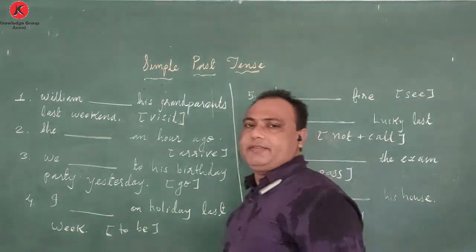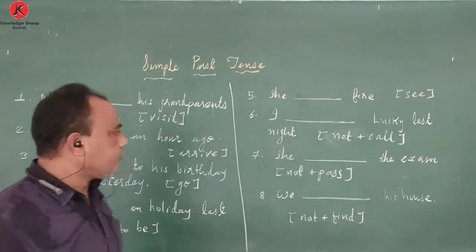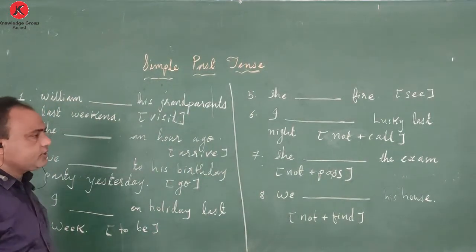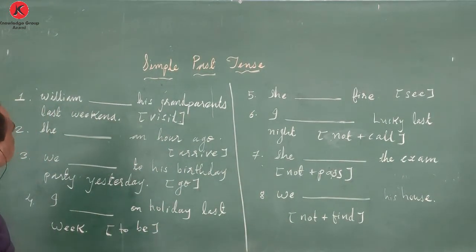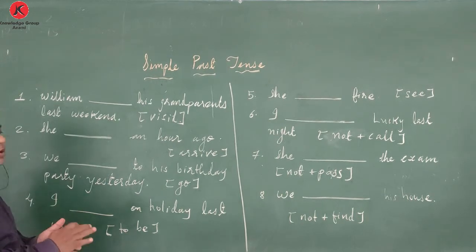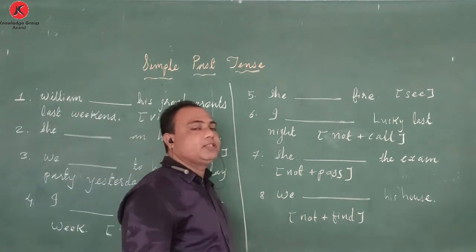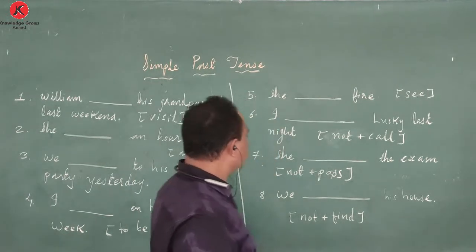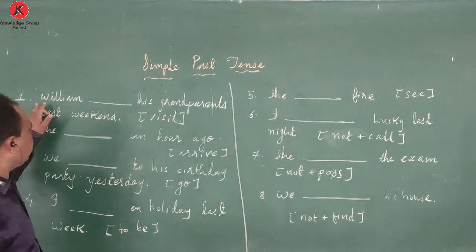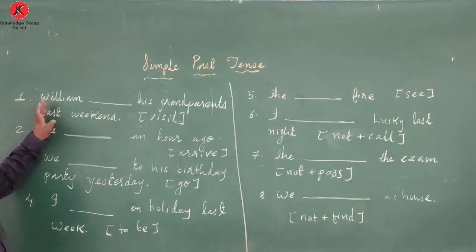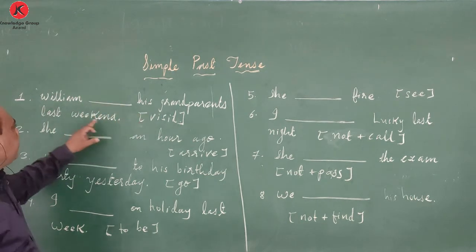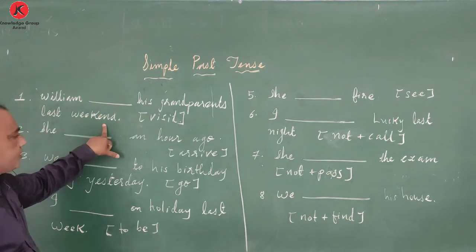Okay friends, we are ready with the exercises now, and there are around 8 sentences which we are supposed to solve here. Some of the sentences may be in affirmative and some may be in negative. So let us see the first one. William dash his grandparents last weekend.